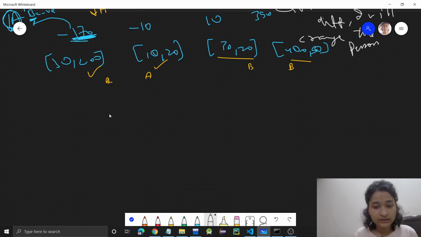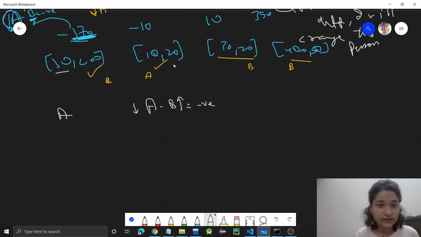So see, for these negative ones, the initial ones, we will be taking A because A minus B is negative. So if it's negative, meaning A will be less, so obviously it's beneficial to take A cost. So 30 and 10, we will take 30 and 10.